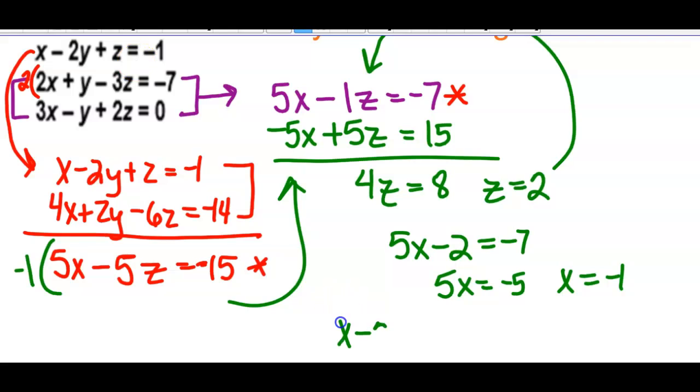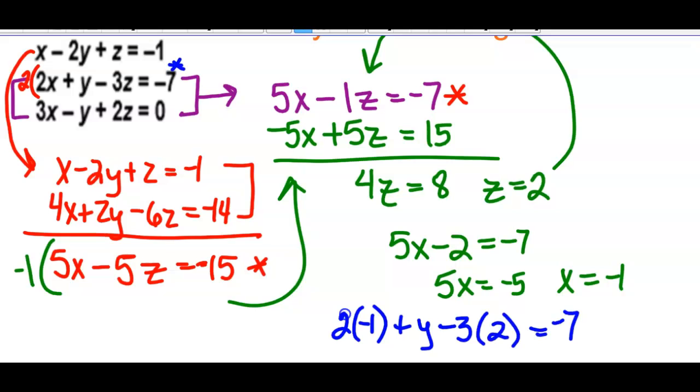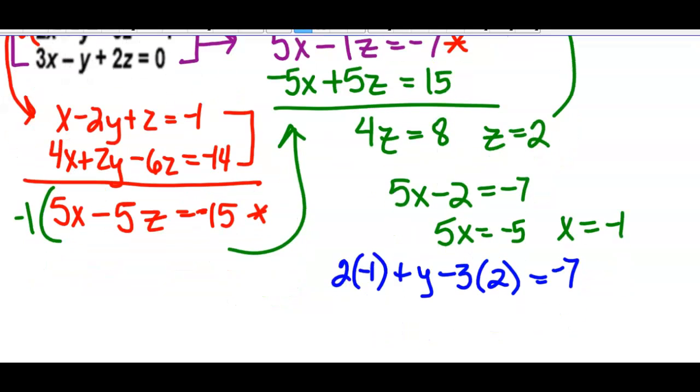And then I can go back to the original equations up here. And it said x minus 2. Whoop. I'm trying to find y now, sorry. If I go back to the original equations up here, I could pick maybe this second one and write 2x plus y minus 3z equals -7, and then I can solve for y.